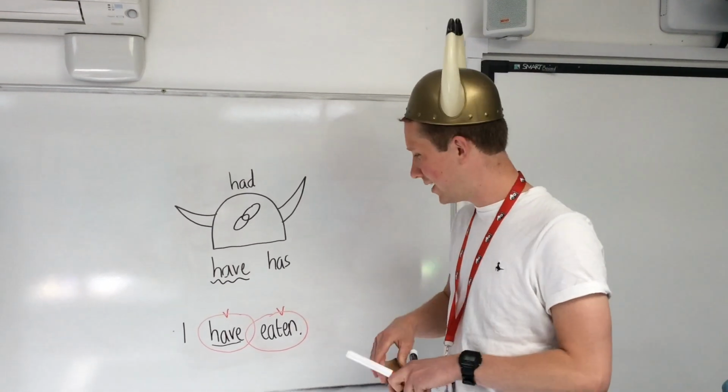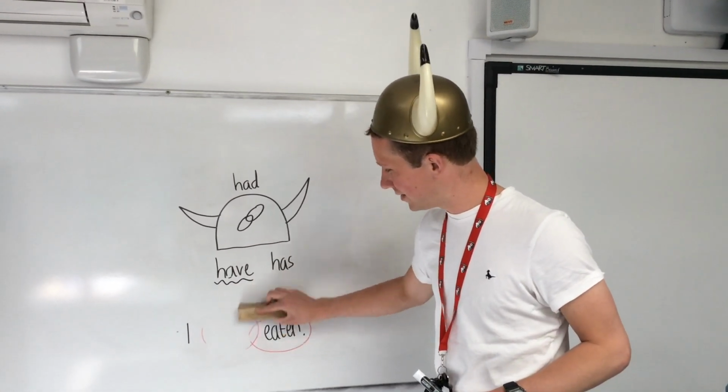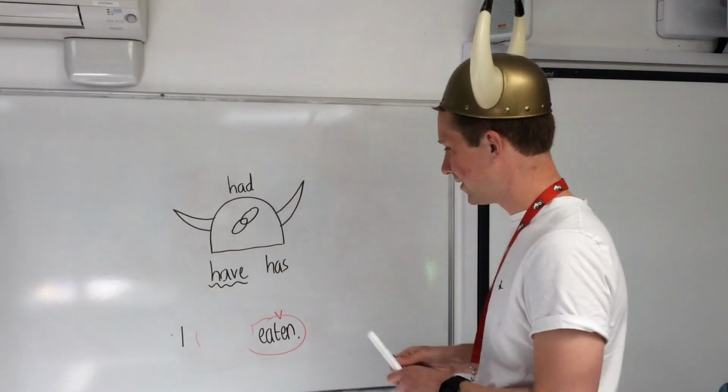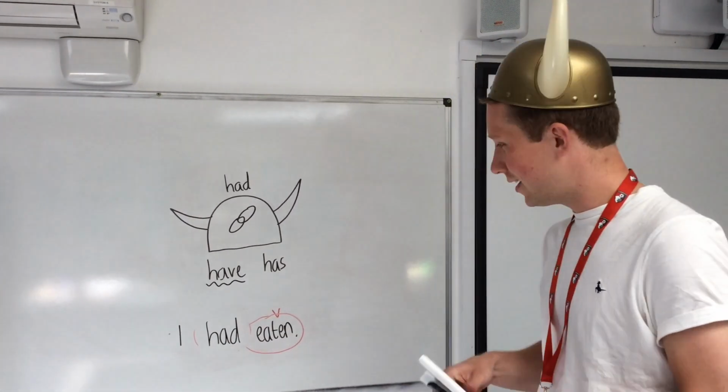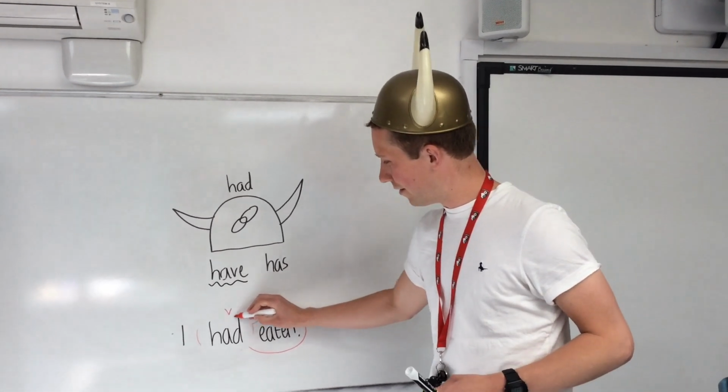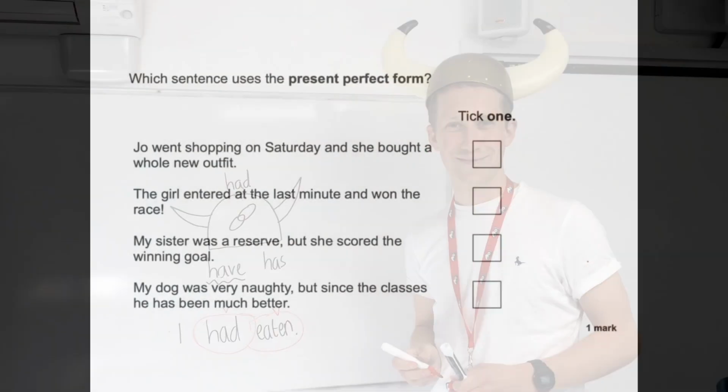Now if we were to change it into the past perfect tense, we would use the verb had to make the sentence I had eaten, and again we've still got our verb chain going on in our sentence.